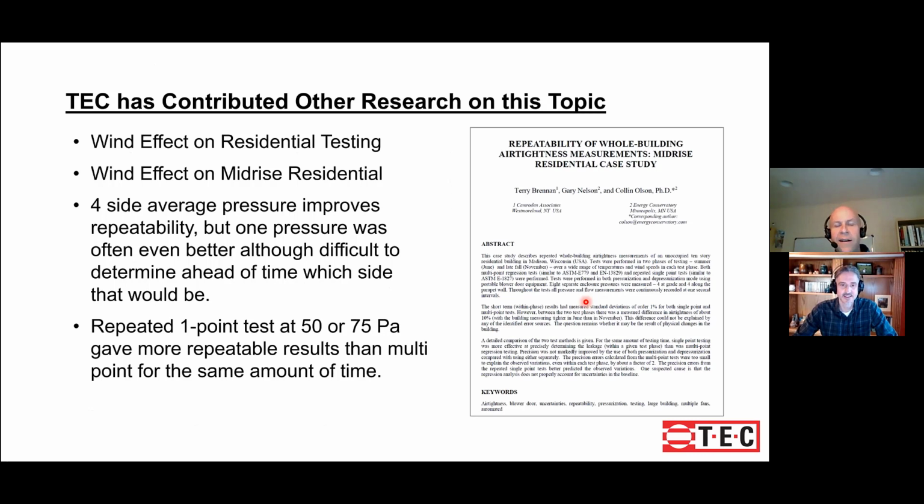And this is work that we've been involved in for quite a while. I'd recommend you look up this paper on testing an 11-story building during 2 different periods of time over both summer and winter. Here we were averaging the 4 sides of the building, and we were exploring the effects of doing a single point test at 50 or 75 pascals compared to a multi-point test that took the same amount of time. The upshot of this was that doing repeated single point tests at your highest target is the most efficient way to get good data on a windy day. Yeah.